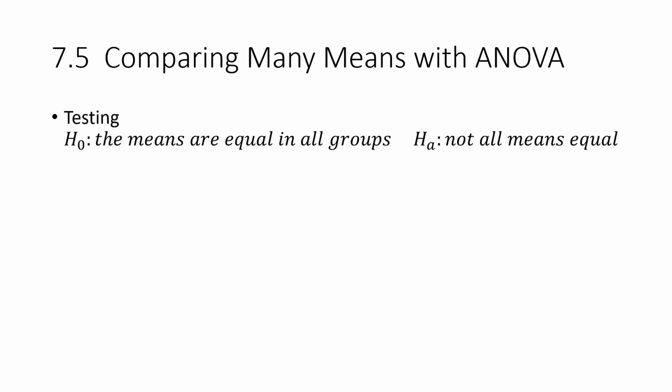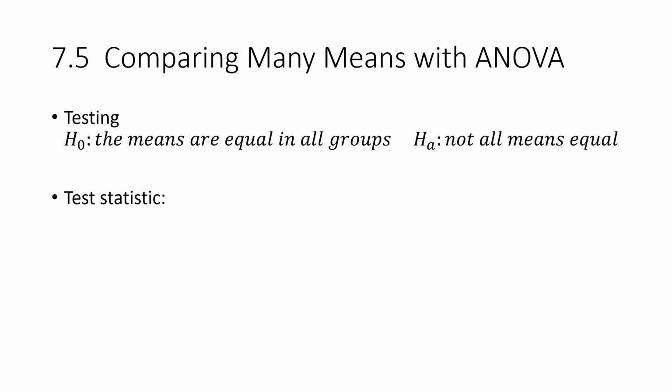When we are comparing many means with ANOVA, the null hypothesis for our test is that the means are equal in all of the groups that we're comparing. And the alternative is that not all of the means are the same. So at least one of the means differs from the others.